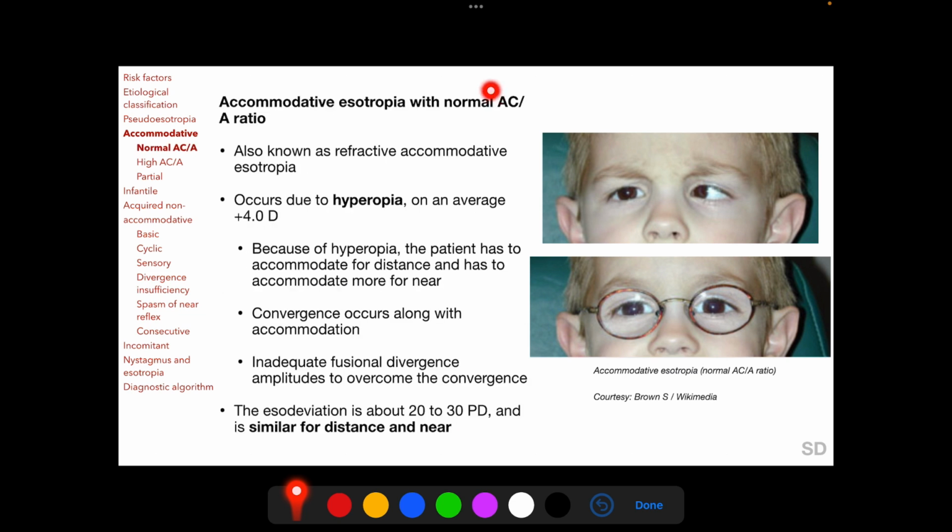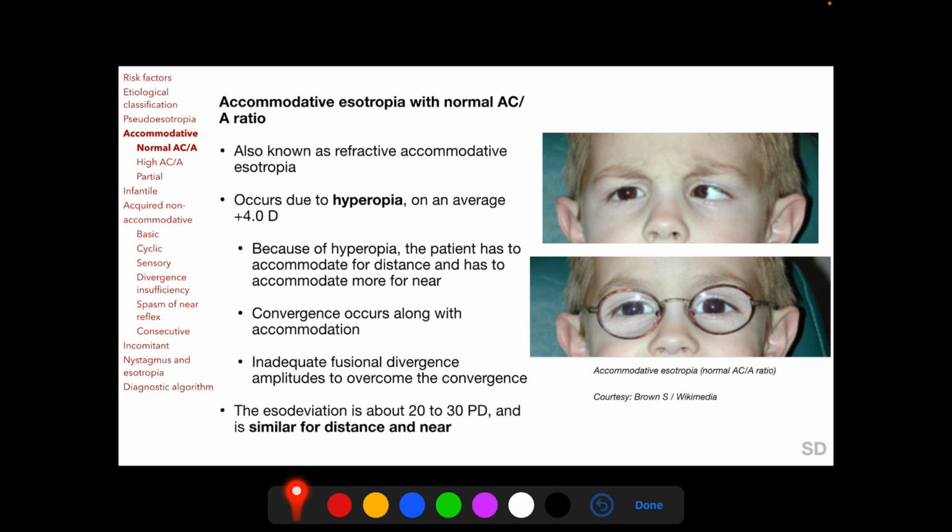Accommodative esotropia with normal AC by A ratio is also known as refractive accommodative esotropia and occurs due to a high hyperopia, on an average of +4 diopters. Because of this high hyperopia, the patient has to accommodate to focus a distance target and has to accommodate more for focusing a near target.